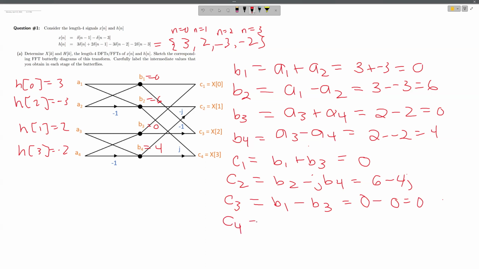And you get C4 equals the contribution from B2 plus J times B4, and that's equal to 6 plus 4J. So to fill in the answer, this would be 0, 6 minus 4J, 0, 6 plus 4J. And I think that completes the problem.